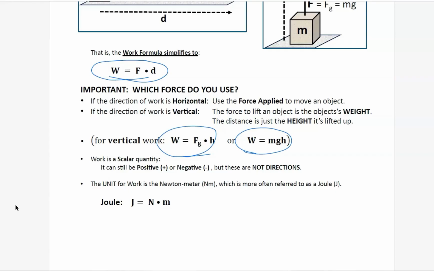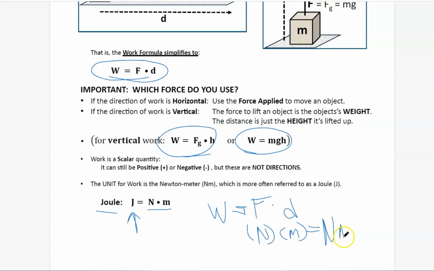All right. And as I mentioned before, the unit for work is going to be the same unit we're going to see when we do energy, and that is a unit called the joule. And the joule is abbreviated with a capital J, and the joule is just equal to a Newton times a meter. So remember, what is work? Work is force times distance. Force is in newtons, distance is in meters, and when you multiply them together, you get Newton meters, but we have a name for Newton meters. We call that a joule.